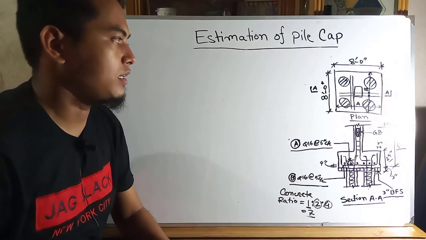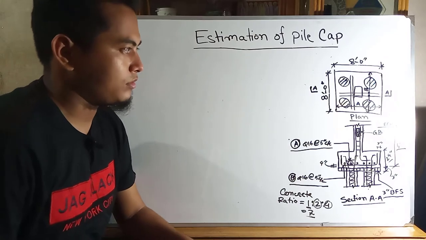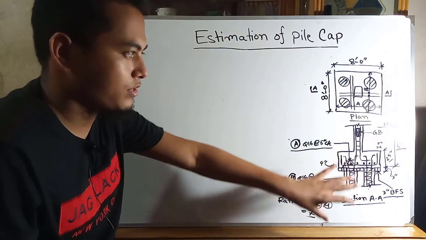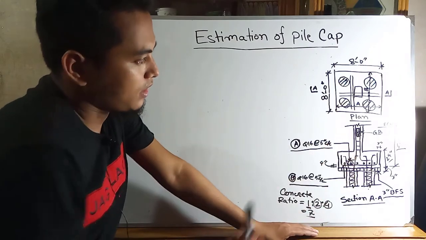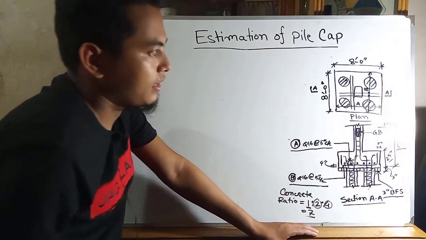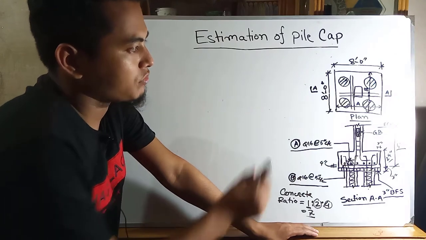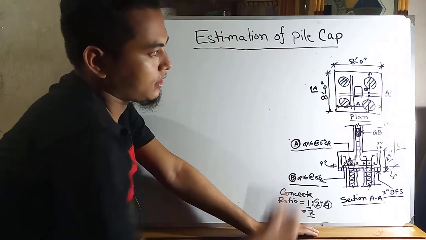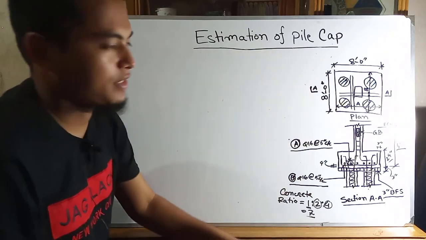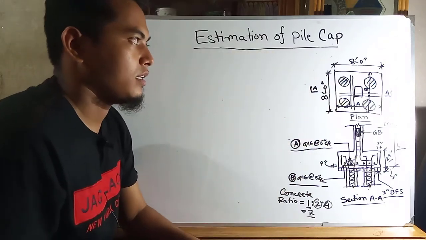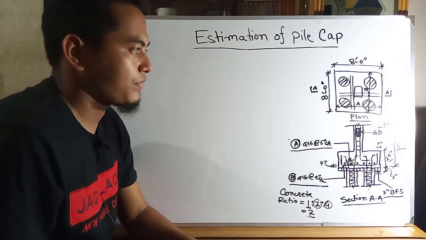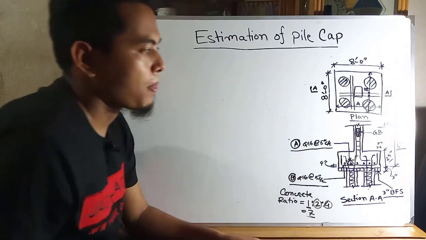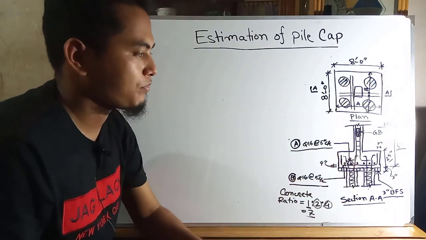So this is the figure of a pile cap. This is the plan of the pile cap, and this is the section. I mean, there are four piles in this pile cap. The pile cap length is 8 feet and width is 8 feet, so it is an 8 feet by 8 feet pile cap. And this is the AA section.